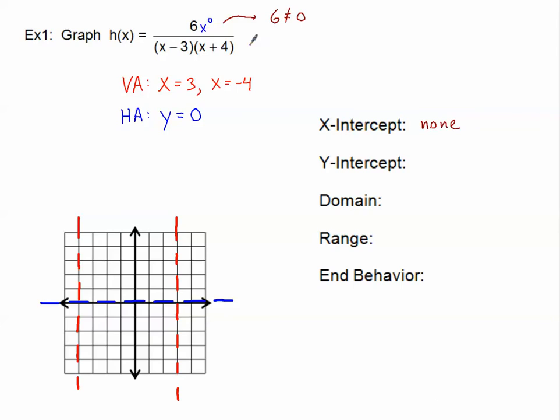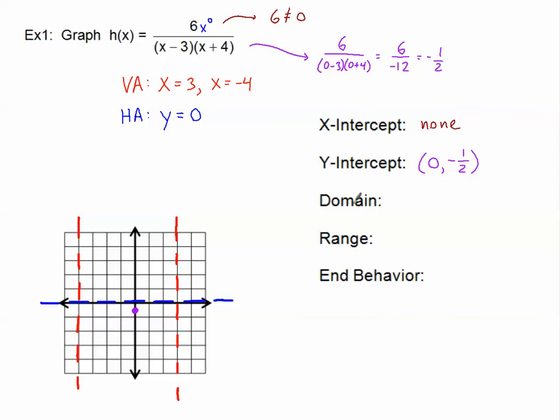When we're looking for our y-intercept, we are plugging 0 in for x. So our numerator, of course, is still 6. Our denominator becomes 0 minus 3 and 0 plus 4. Doing this math, we get 6 divided by negative 12, which is negative 1/2. So our y-intercept, I do like to put it as an ordered pair, is going to be (0, negative 1/2). Let's plot that. That would be approximately right there.